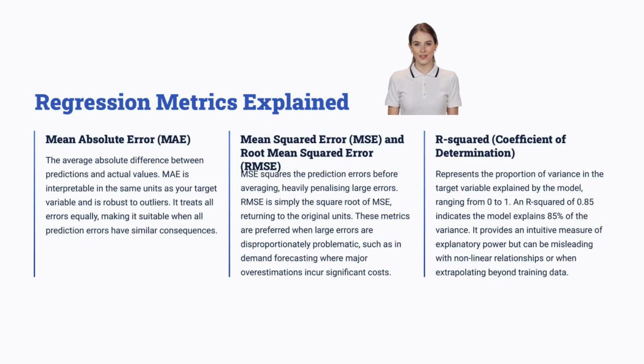Mean absolute error, MAE, measures the average absolute difference between predictions and actual values, robust to outliers. Mean squared error, MSE, and root mean squared error, RMSE, penalize large errors, crucial in scenarios like demand forecasting. R-squared indicates the proportion of variance explained by the model, useful but potentially misleading with non-linear relationships.